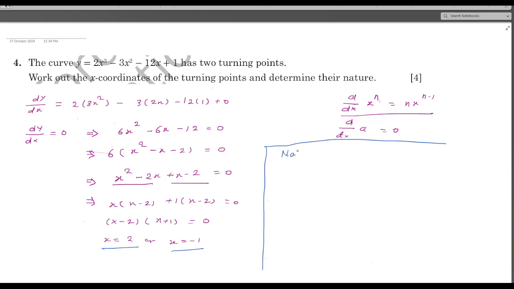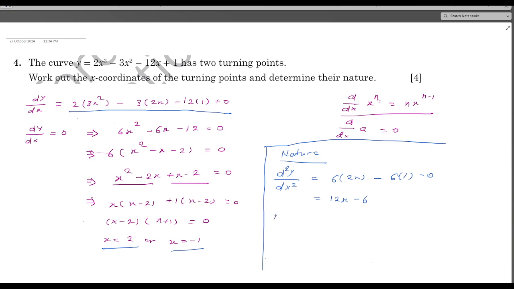For the nature, we differentiate a second time. It is d squared y divided by dx squared; this is how we write the second derivative. Now I have to differentiate this whole expression a second time. So it is 2 times 3, which is 6, and the derivative of x squared is 2x, then minus 3 times 2, 6, the derivative of x is 1, and for the constant the derivative is 0. So your second derivative is 12x minus 6.